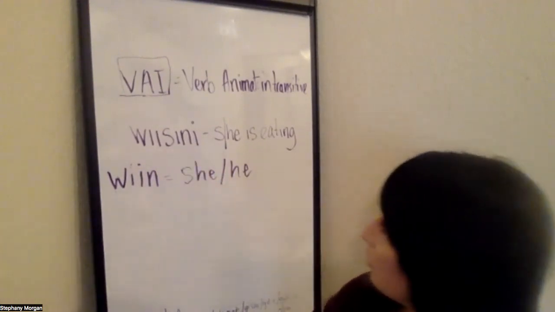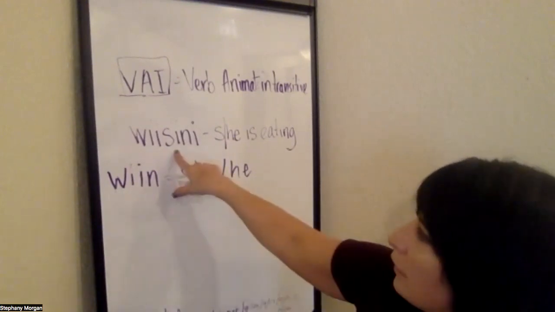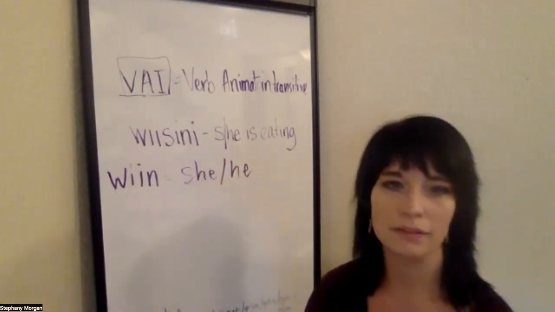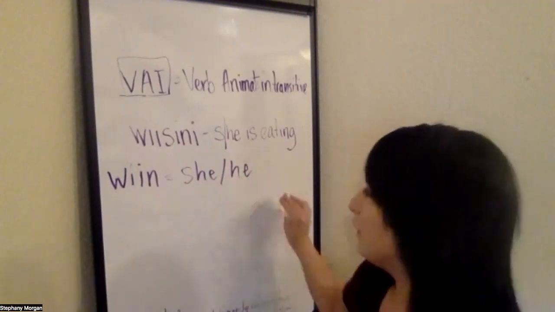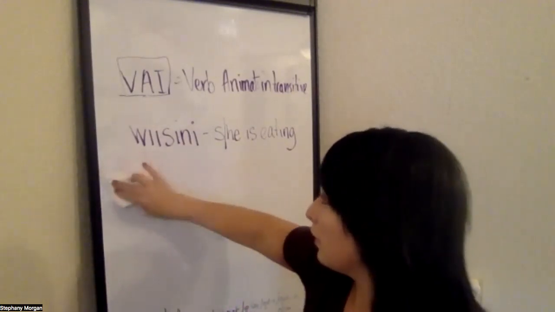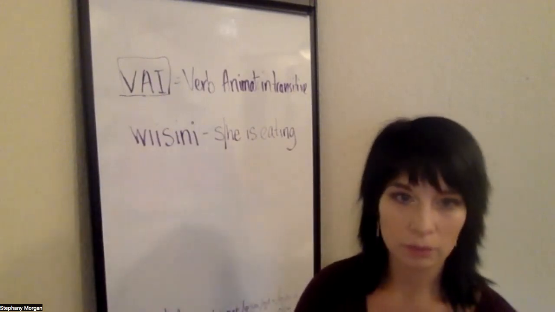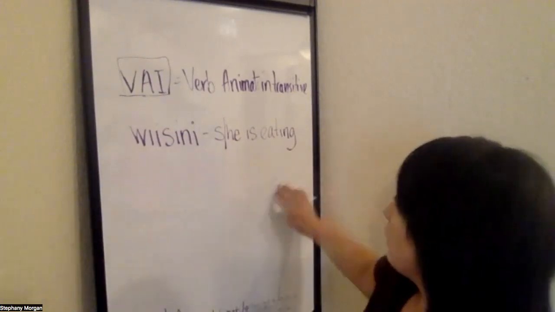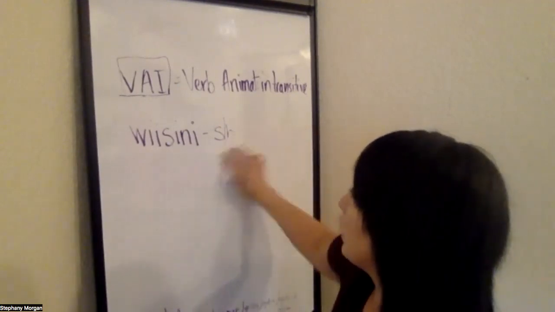So what's cool is wisene is an entire sentence all by itself. You don't have to do anything to it. It is a complete sentence. So I hope that helps. Now we're going to look at something else real quick. We're going to look at our pronouns.